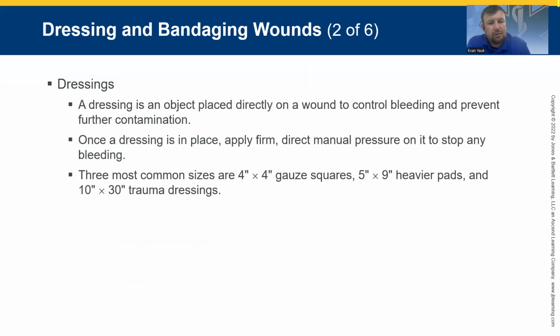A dressing is an object placed directly on a wound to control bleeding and prevent further contamination. Once a dressing's in place, apply firm, direct manual pressure on it to stop any bleeding. Three most common sizes are 4x4s, 5x9s, those are like the abdominal pads I was talking about, and 10x30 trauma dressings.